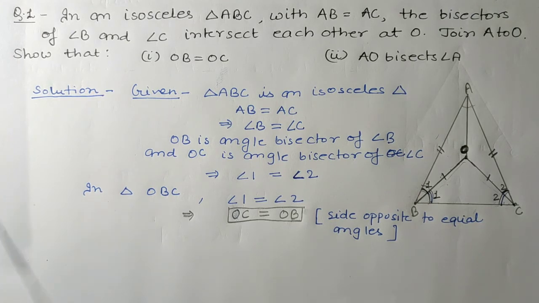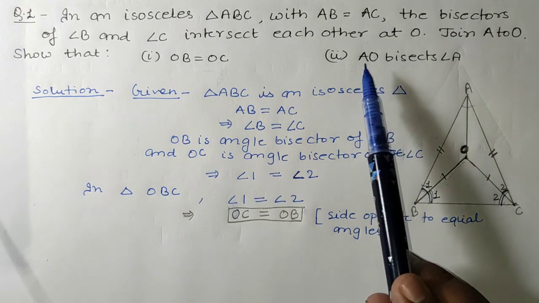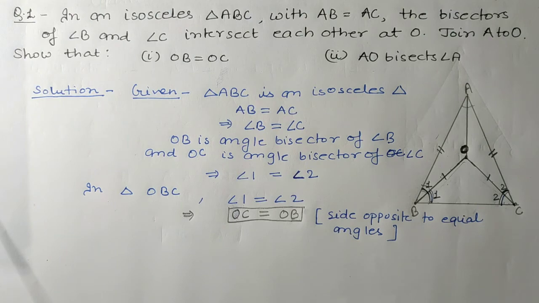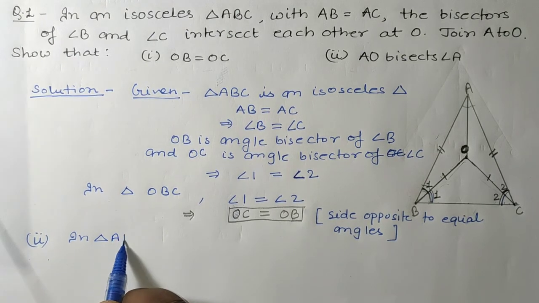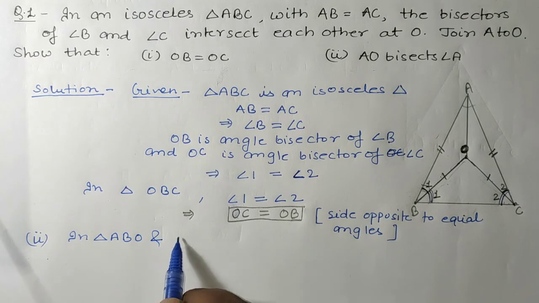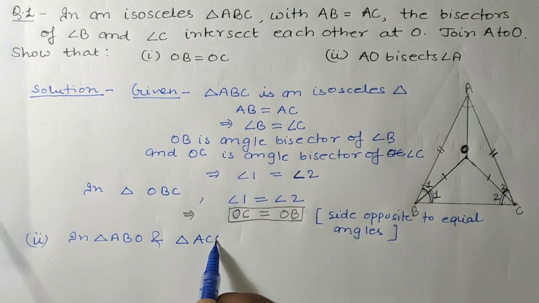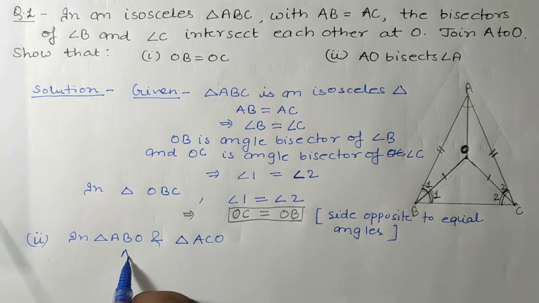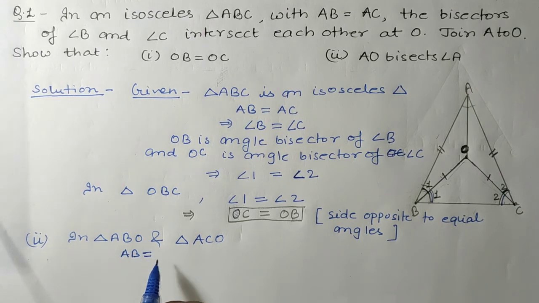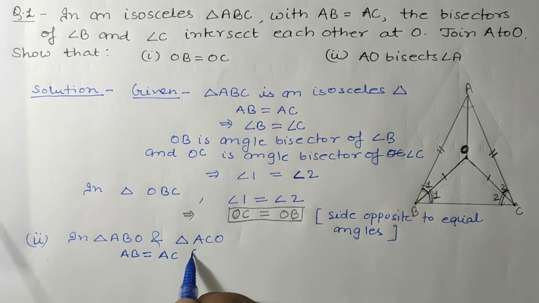So like this we can prove the first part. For the second part, we have to show that AO bisects angle A. How will we prove it? Let us see. In triangle ABO and triangle ACO, let us see, students, in these two triangles, see, the side AB is equal to the side AC. It was given.